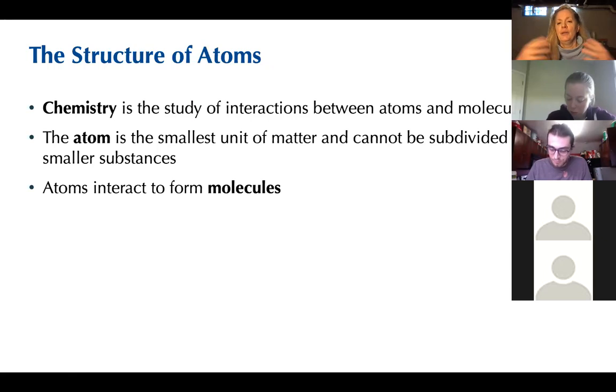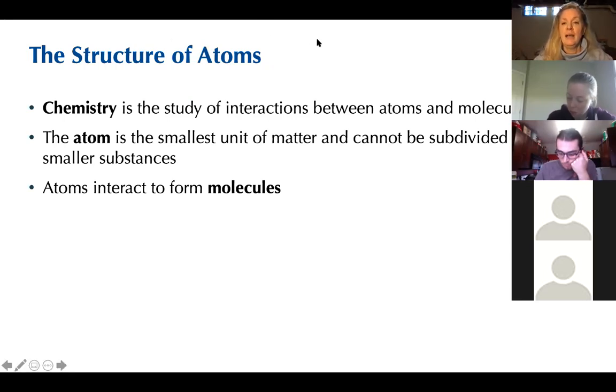In chemistry, we're going to be talking about the interactions of atoms with each other and with molecules. The atoms will unite together to form molecules. The atom is the smallest unit of matter and it can't be subdivided. It does have its subatomic particles, but those can't really be divided to make a smaller substance. You're changing what your substance is when you have different amounts of protons and neutrons. All right, so the atoms will interact to form molecules, okay?